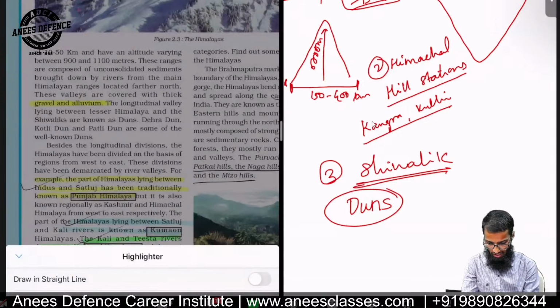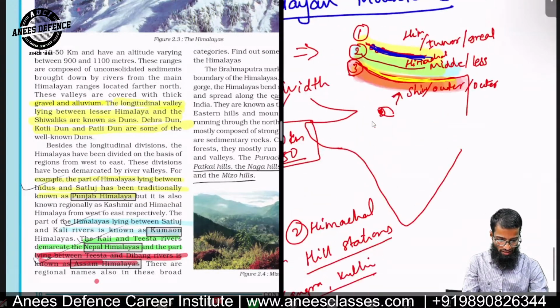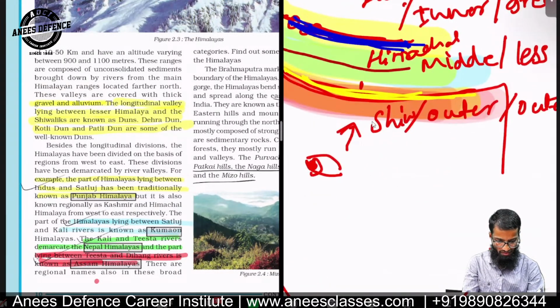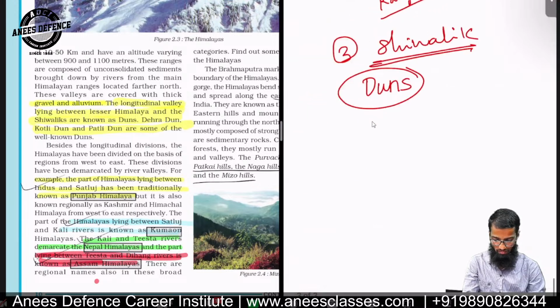So the dunes are the longitudinal valleys lying between lesser Himalayas and Shivaliks. So any valley which is lying between the Himachal and Shivalik, these valleys are called as what? Dunes. Okay, these are the dunes. Remember, the question can be asked, and I think this question will be asked in exam.